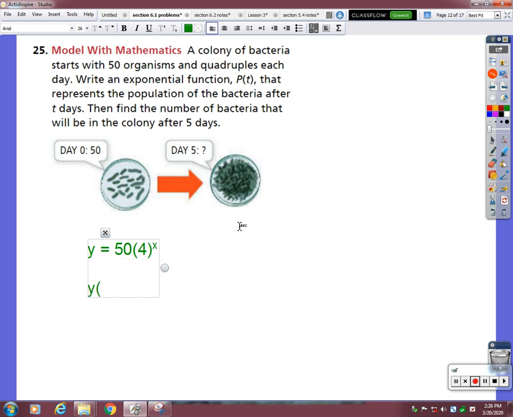So if we want to figure out how many bacteria there will be in 5 days, you're going to be astounded how many there are, because quadrupling is a lot. So if I go 50 times 4 to the 5th, that is 51,200 bacteria. So there you go. Okay, 26.